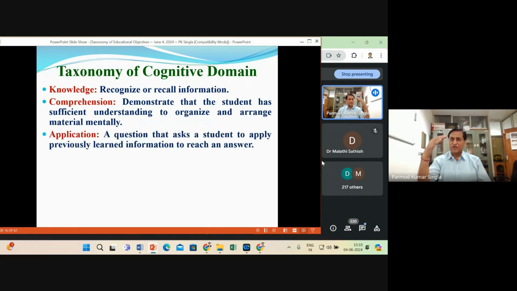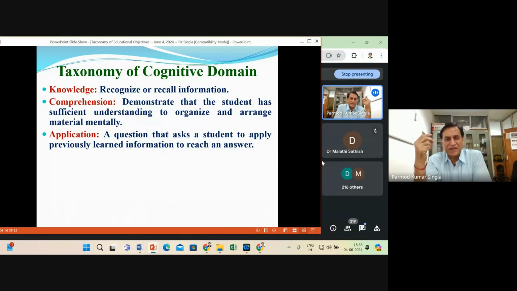The next level of higher intellectual capability is the student at this level not only knows, not only comprehends, but he is able to apply that knowledge in different situations. A question that asks a student to apply previously learned information, the knowledge and information he had so far, together with understanding. Now he is able to apply that.